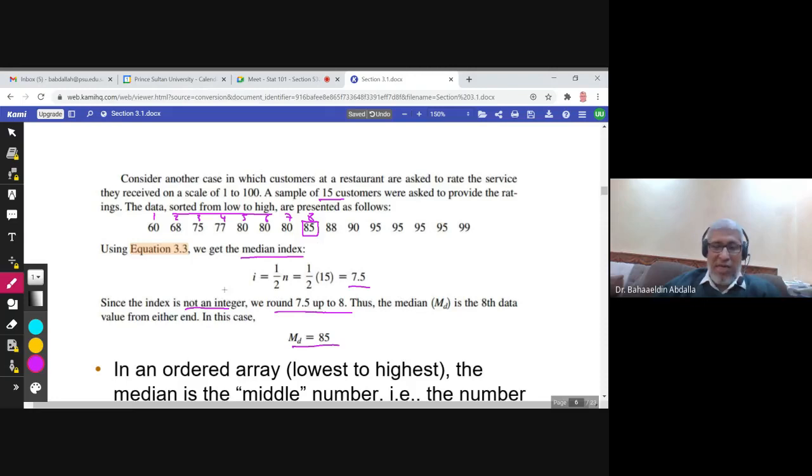So the median is 85. Now if you count how many numbers to the right, it would be 7. How many numbers to the left? It would be 7. So 7 to the right, 7 to the left. The median is in the middle, the center value. That's the definition of the median.